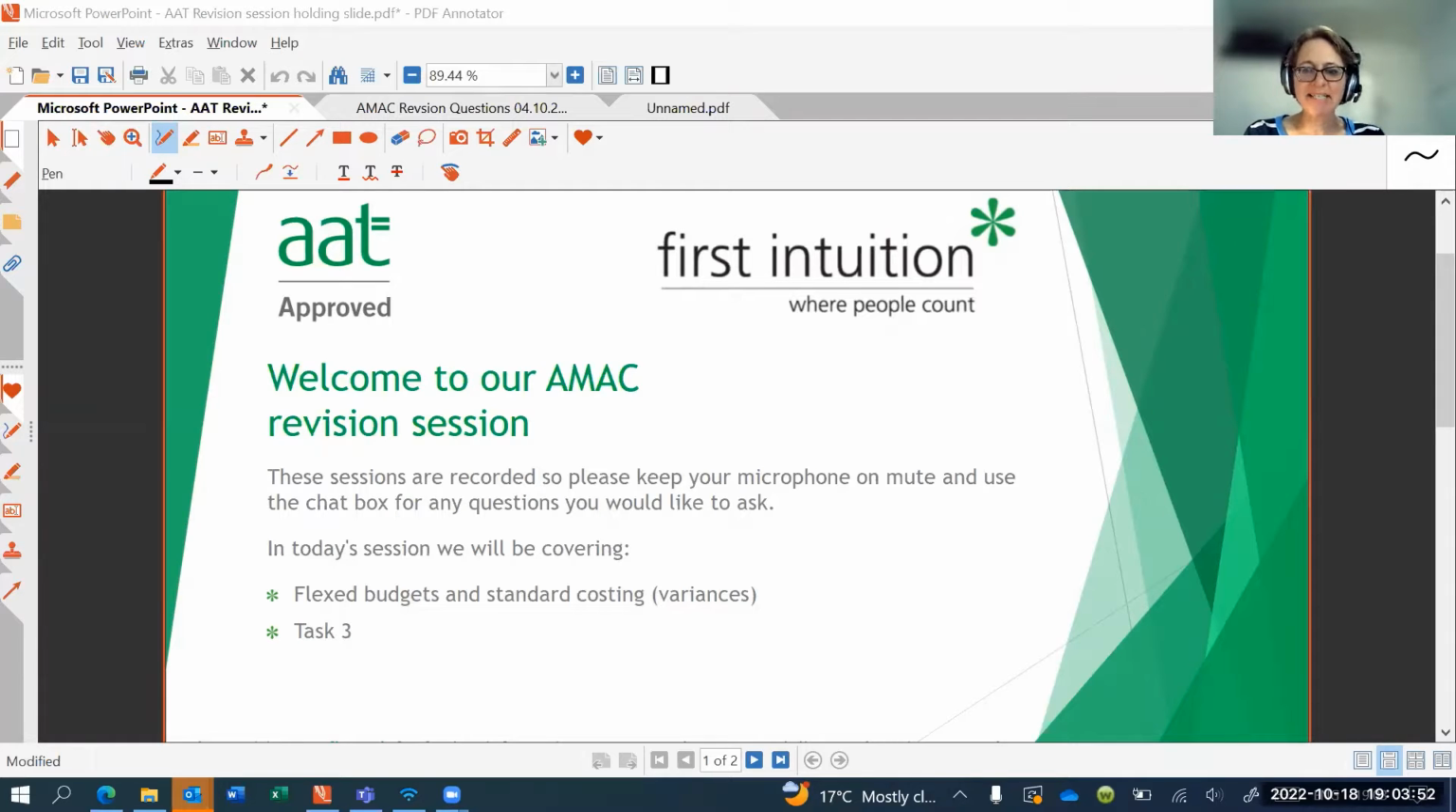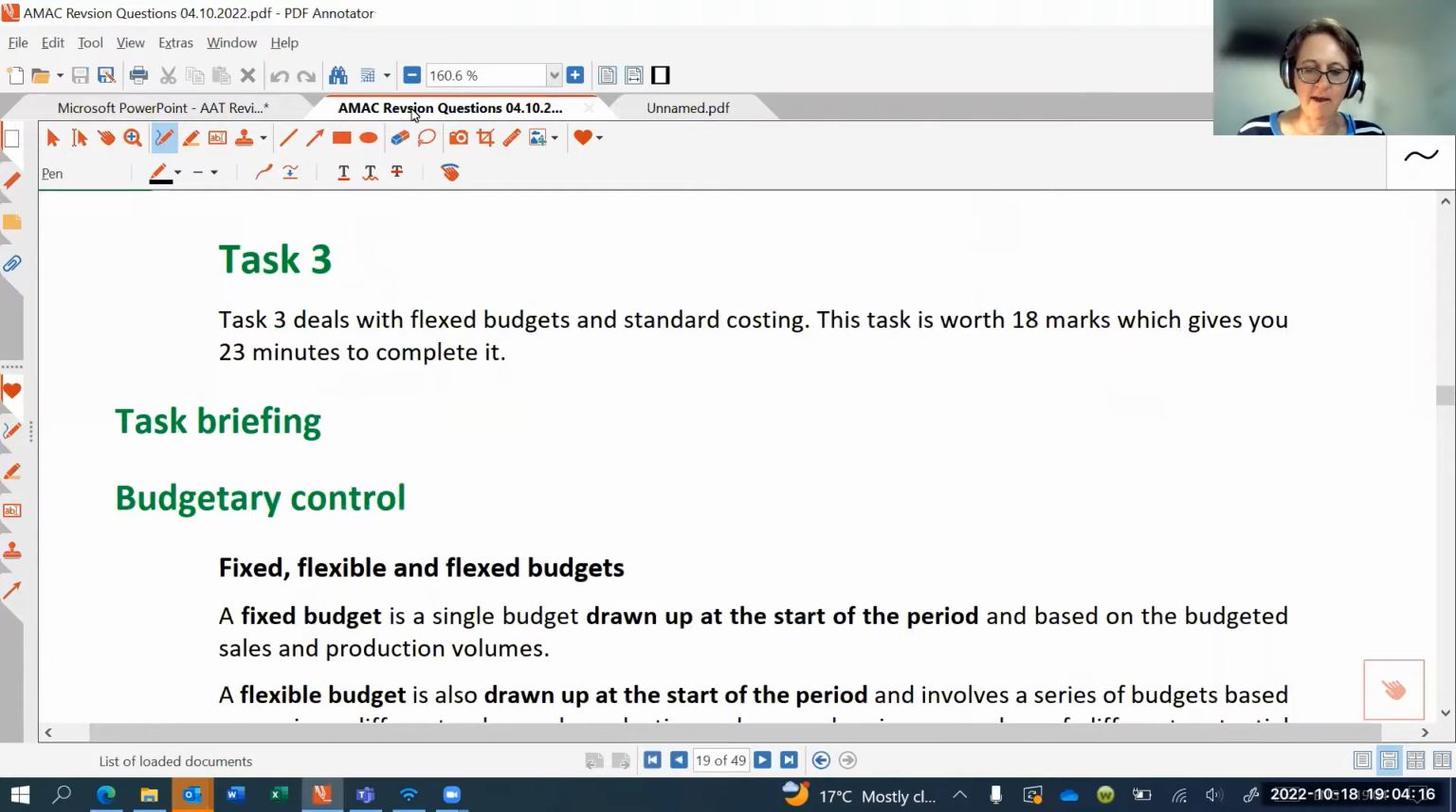It's going to be an exciting one as we have a look at flex budgets and standard costing and the calculation of some variances. And I know that this is an area that isn't all that popular, so it's a great one for us to tackle together, and it's going to appear in your assessment in task number 3. Now, just as I load up task number 3, let me just tell you a little bit about this topic of variances. I believe that variances are not so bad.